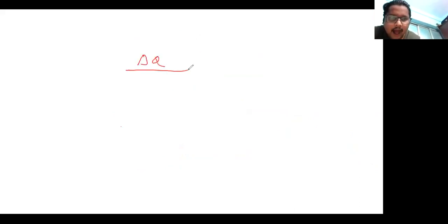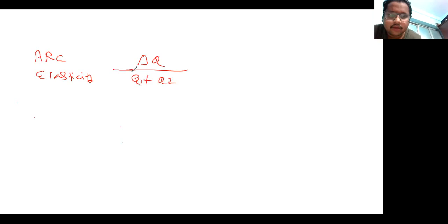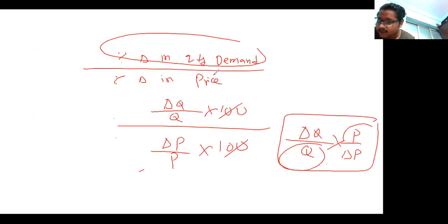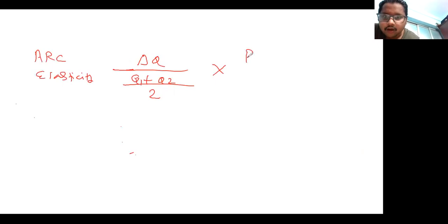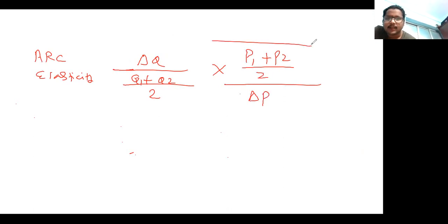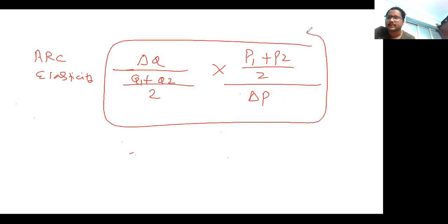And for arc elasticity, we will not write Q, rather I will write the average, that is Q1 plus Q2, the whole divided by 2 for the average, into, since there was P, we'll not write P, rather the average P1 plus P2 by 2, and the whole divided by delta P. So this becomes the formula for arc elasticity.